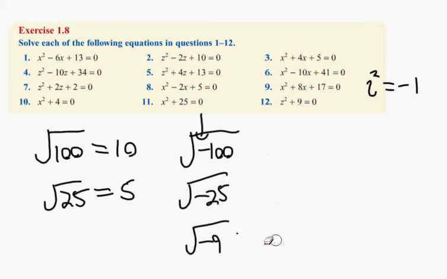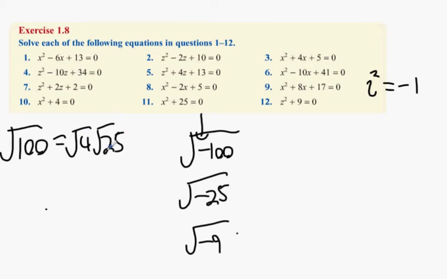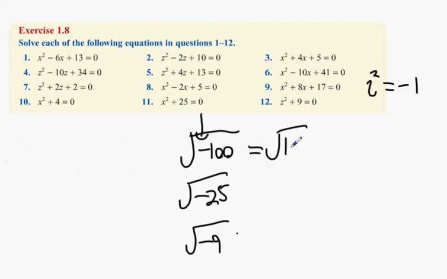Surds obey multiplication rules. So if I gave you, as an example, root 100, I could rewrite root 100 as square root of 4 by the square root of 25 if I wanted to, because 4 multiplied by 25 is 100. It only obeys multiplication, it doesn't do that for addition. Okay? So what I can say is that's 2 times 5. The answer is 10.